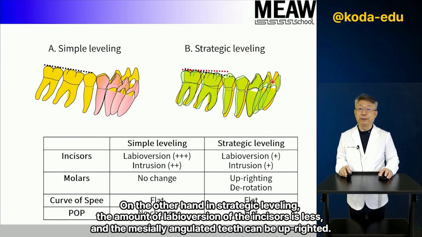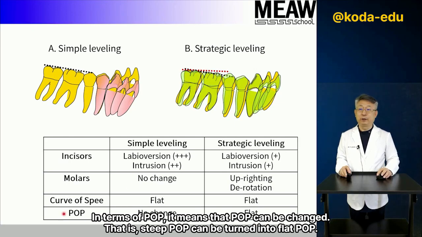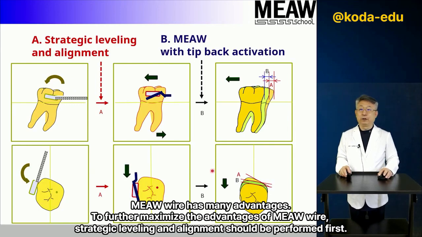On the other hand, in strategic leveling, the amount of labioversion of the incisors is less, and the mesially angulated teeth can be uprighted. In terms of POP, it means that POP can be changed, that is, steep POP can be turned into flat POP. MEAW has many advantages. To further maximize the advantages of MEAW, strategic leveling and alignment should be performed first.